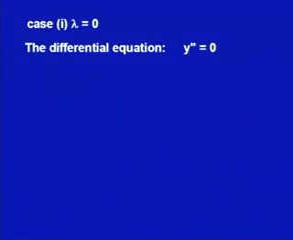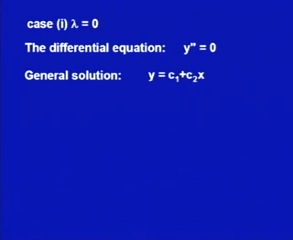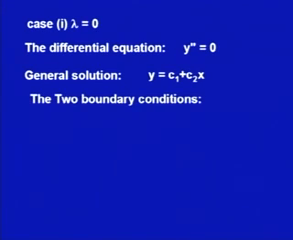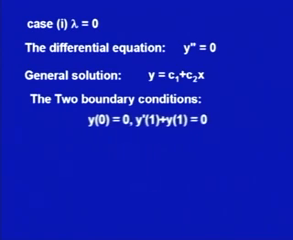In this case, our differential equation will become y double dash is equal to 0, as we had already seen. The general solution in this case would be C 1 plus C 2 x. Now, our boundary conditions involve y dash also. So, let us see the 2 boundary conditions: y at 0 is 0 and y dash at 1 plus y at 1 is equal to 0.